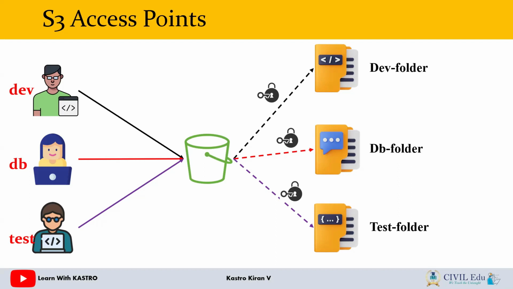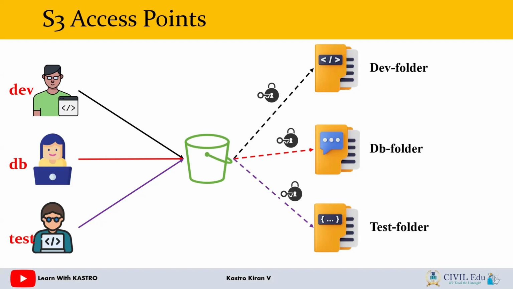So we will take the help of the S3 access points concept. So what is an access point? An access point serves as a layer of security. All these 3 folders are available in a single bucket. But let's say the database team, are they able to access the dev folder and test folder? No. So that means an access point acts as an extra layer of security for the bucket and also for the objects or folders that are available inside a bucket.